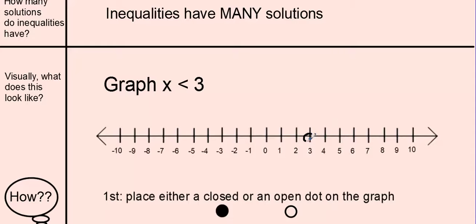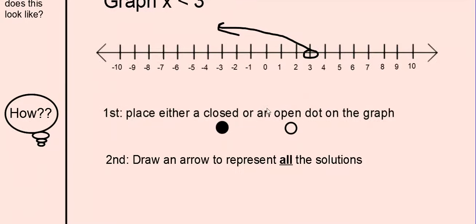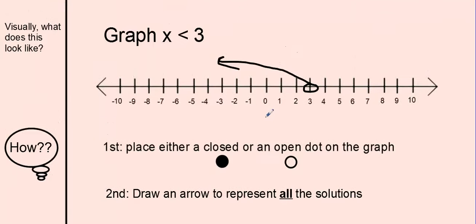Alright, I'm going to go to 3. I'm going to put an open dot here at 3. And then all the numbers smaller than that, so it's going to be all these numbers over here. And that is graphing an inequality on a number line.